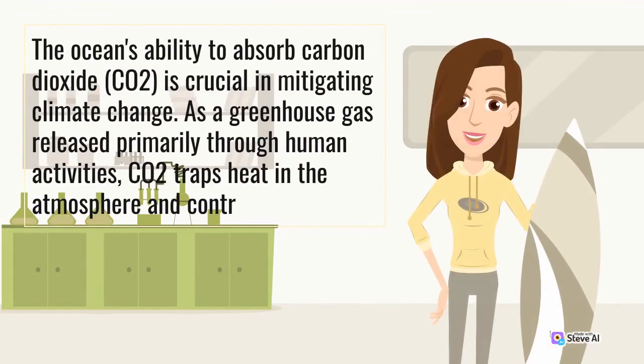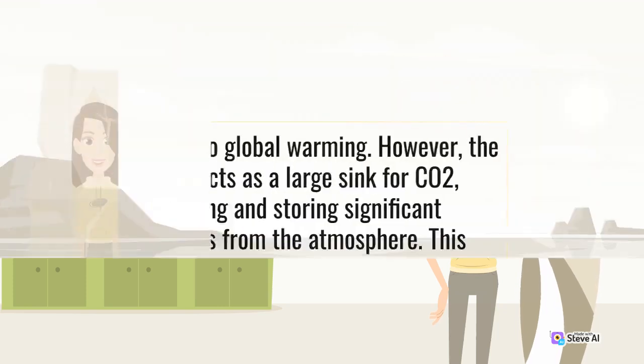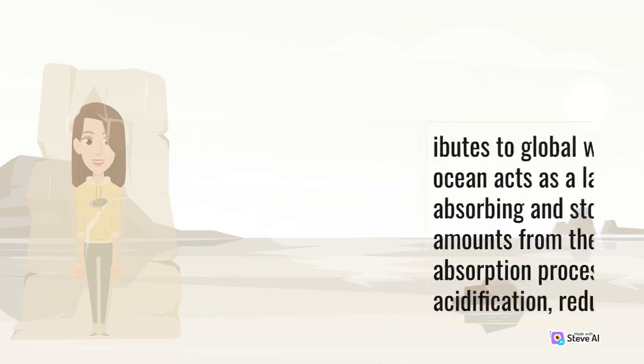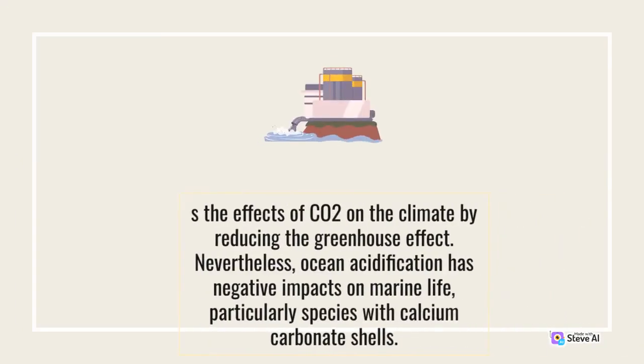The ocean's ability to absorb carbon dioxide, CO2, is crucial in mitigating climate change. As a greenhouse gas released primarily through human activities, CO2 traps heat in the atmosphere and contributes to global warming. However, the ocean acts as a large sink for CO2, absorbing and storing significant amounts from the atmosphere. This absorption process, known as ocean acidification, reduces the effects of CO2 on the climate by reducing the greenhouse effect.